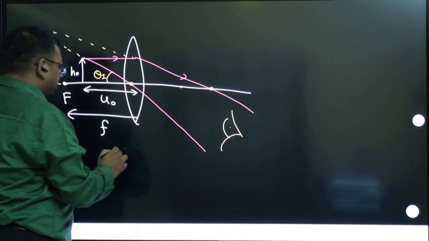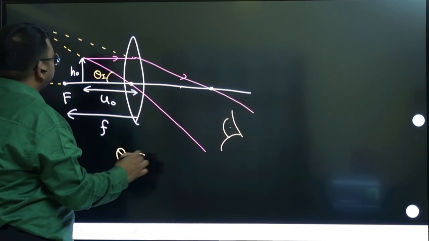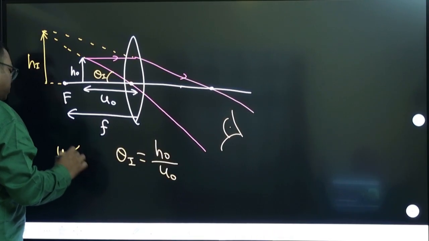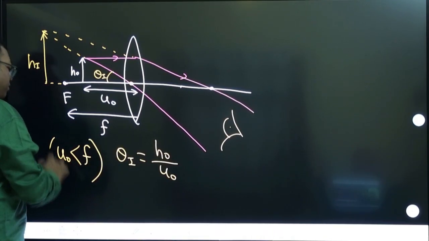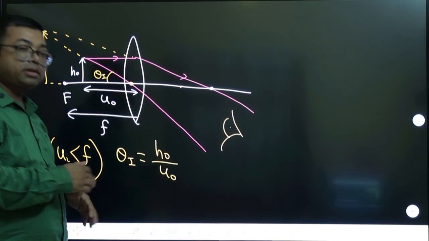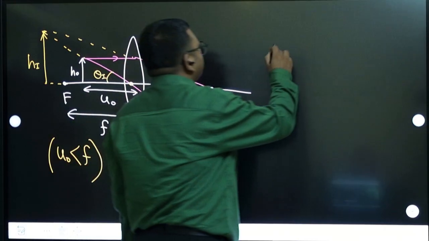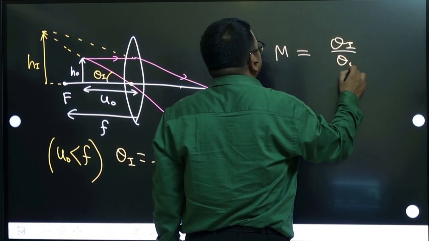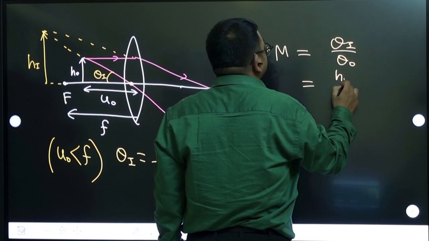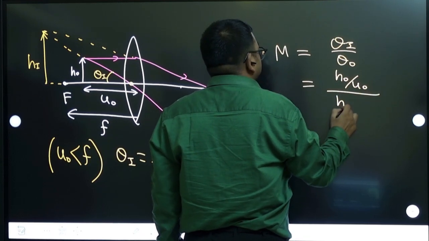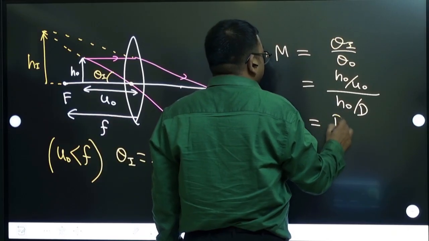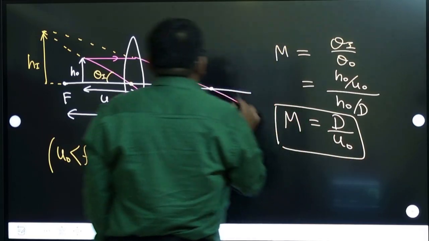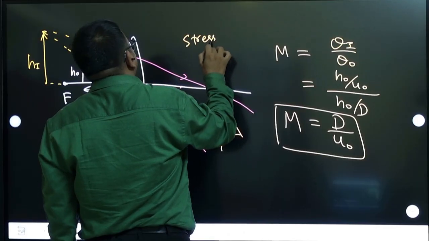Now tell me what is theta I. So theta I now becomes h naught by u naught. Note that this u naught, the object distance, is less than focal length. So definitely this angle is greater than previous. Now calculate the magnifying power. Magnifying power is equal to theta I by theta naught. Theta I is h naught by u naught, and theta naught is h naught by d. So we get d by u naught. This is the case of stressed eye.